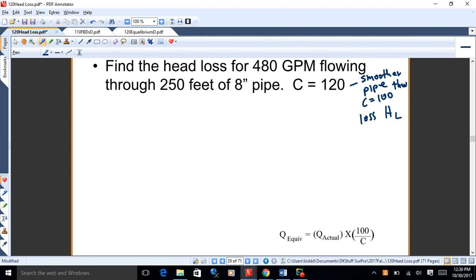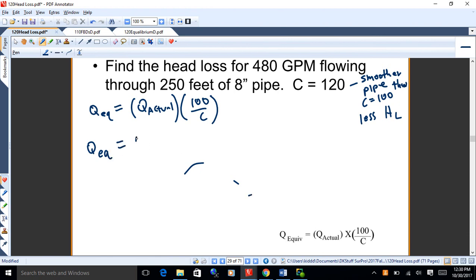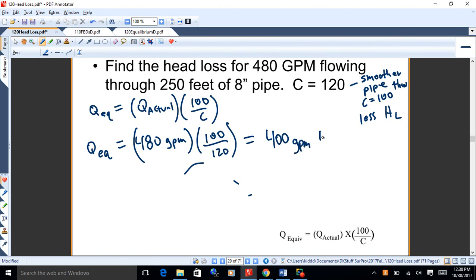So what you do is you find the equivalent flow. Now what that is, the actual times 100 over C. So we're going to find the equivalent flow, which is the actual, which is 480 gallons per minute, times 100 over C. Now C is 120. So when you multiply that, you get 400 gallons per minute. Now notice what's happening here is this is a lower flow, isn't it?